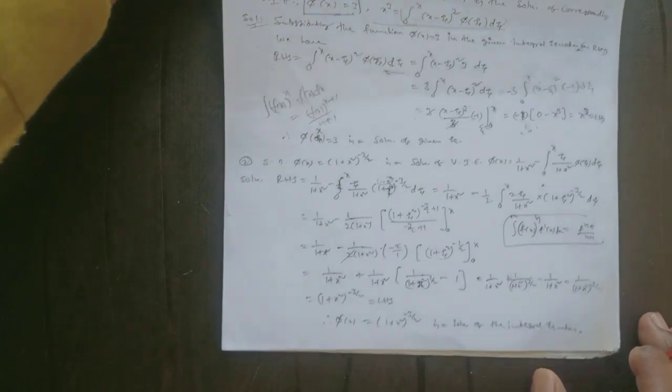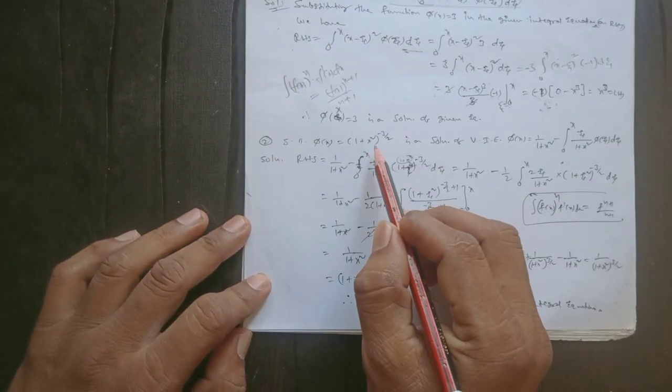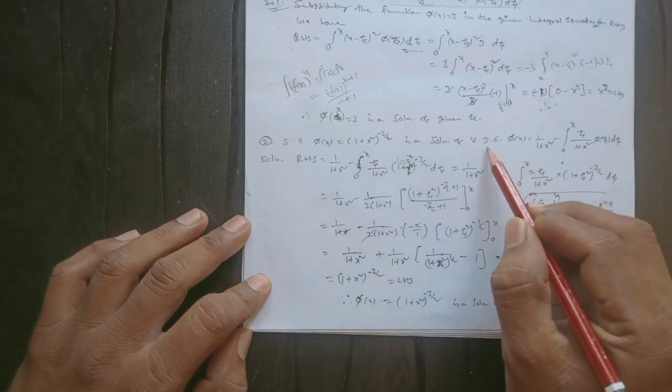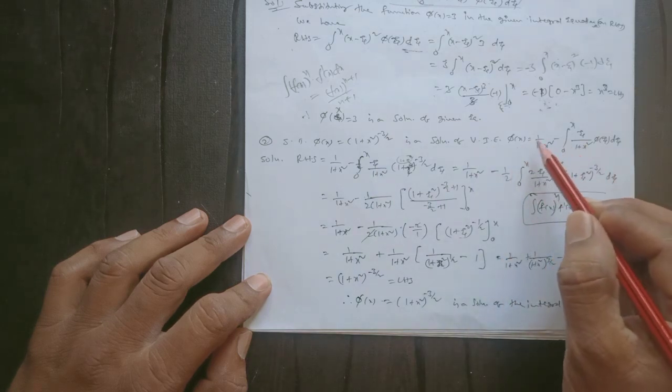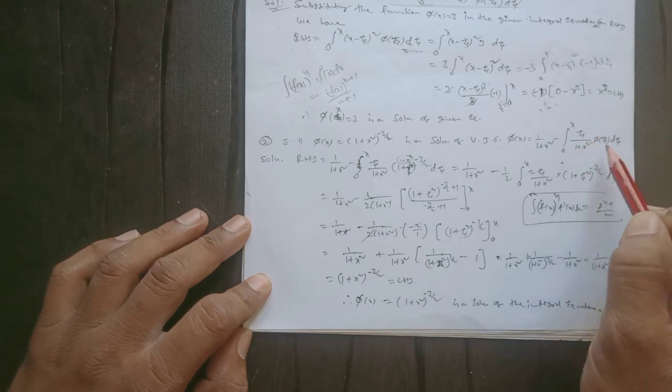Now next another problem: phi of x is equal to (1 plus x square) whole power minus 3 by 2 is a solution of the Volterra integral equation. Phi of x is equal to 1 plus x square minus integral 0 to x of xi by (1 plus x square) phi of xi d xi.